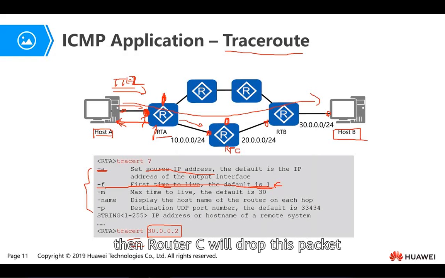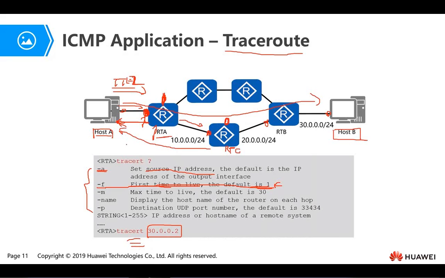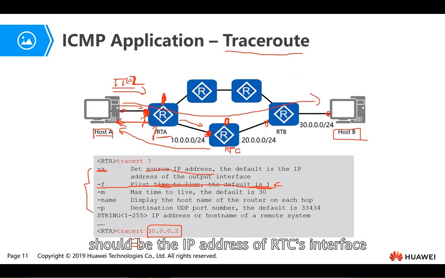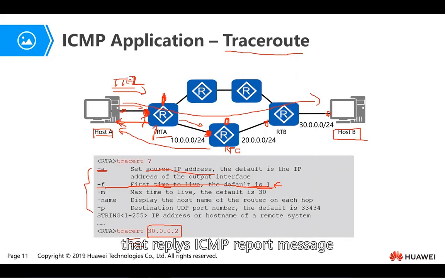gets this packet and still subtracts 1, then this value reaches 0. Okay, then the RTC will drop this packet and send back another ICMP report that this packet is dropped, and the reason is TTL exceeded. The source IP is just the interface sending back this ICMP message. So this interface is the second hop.